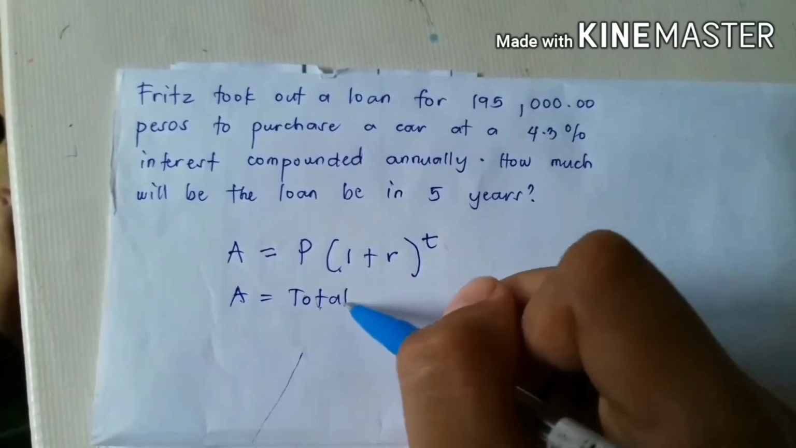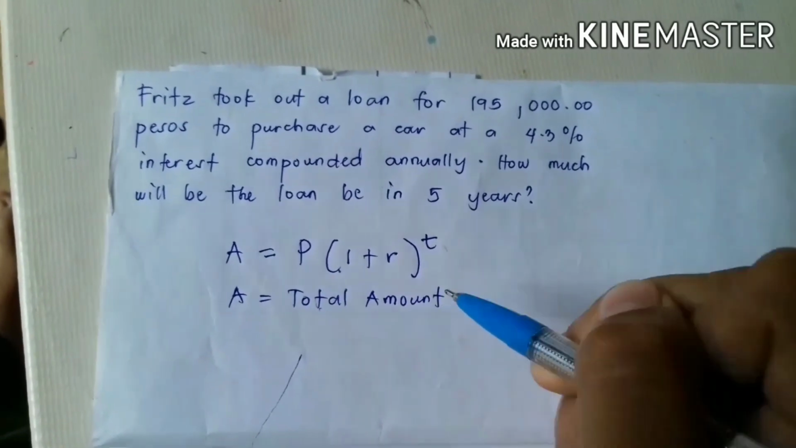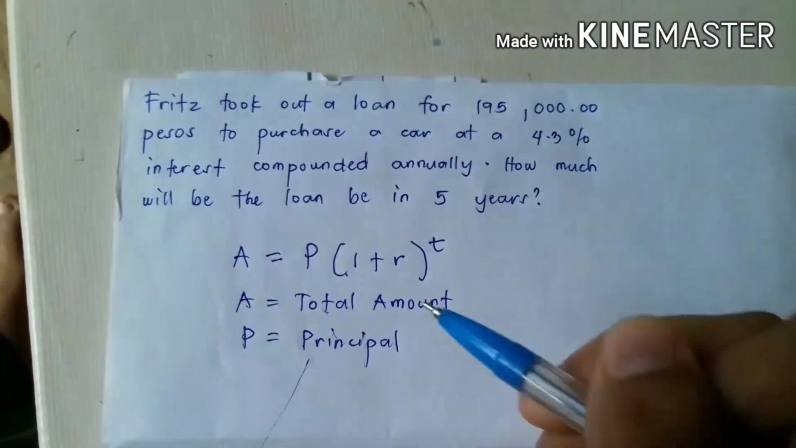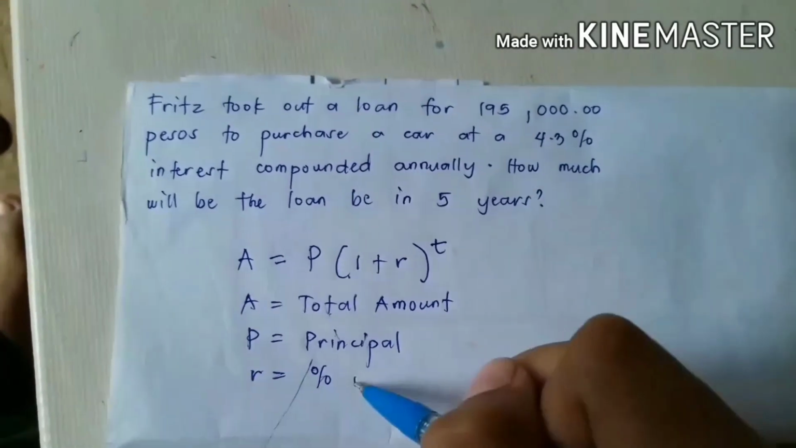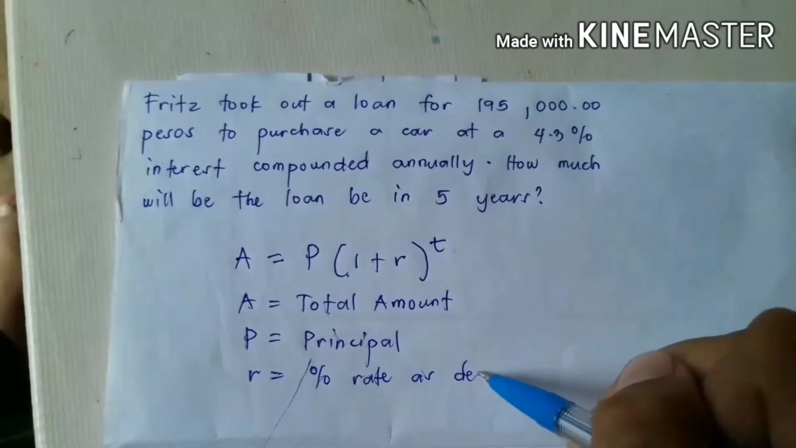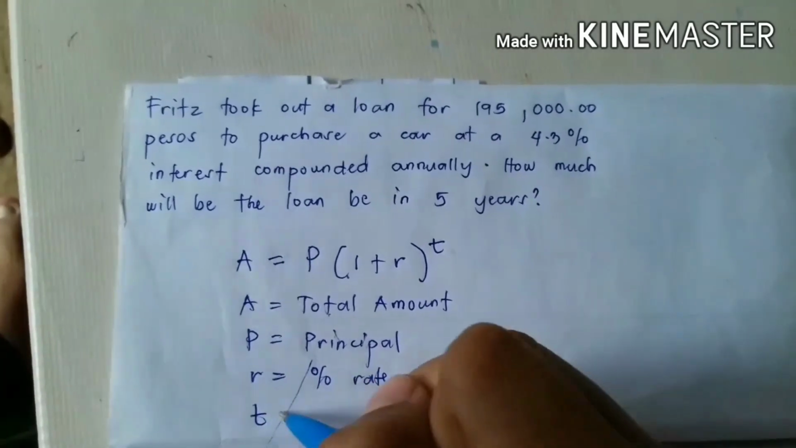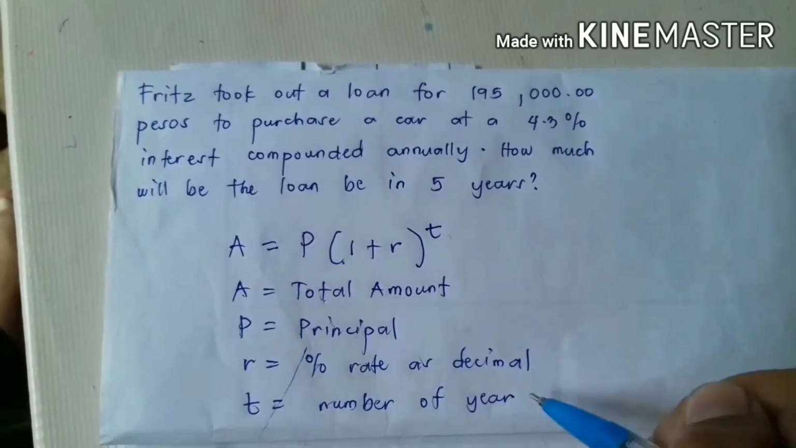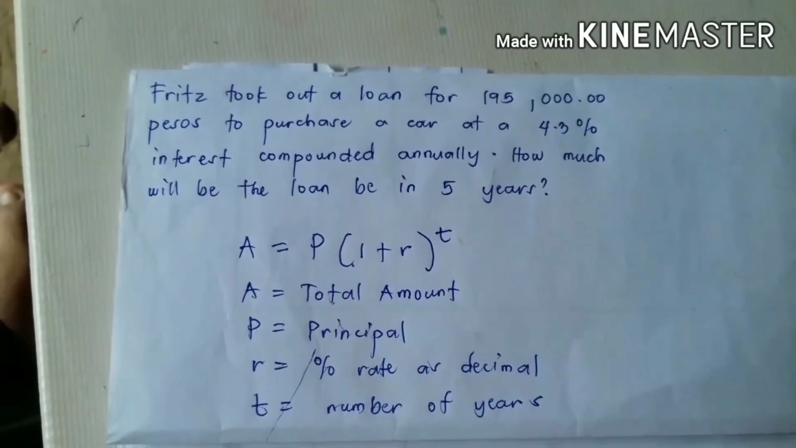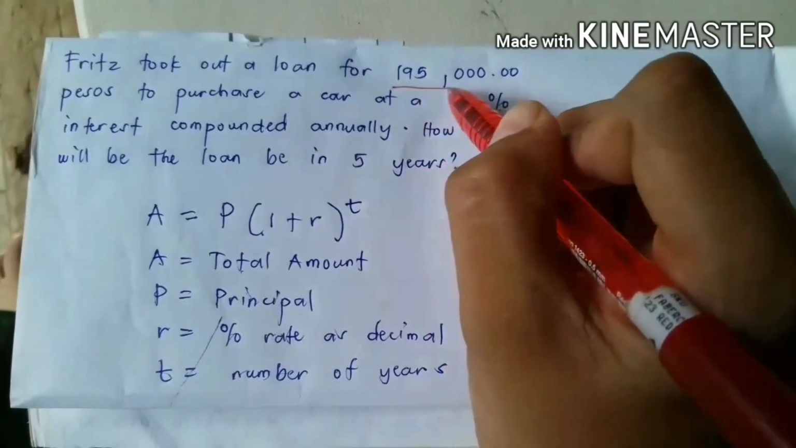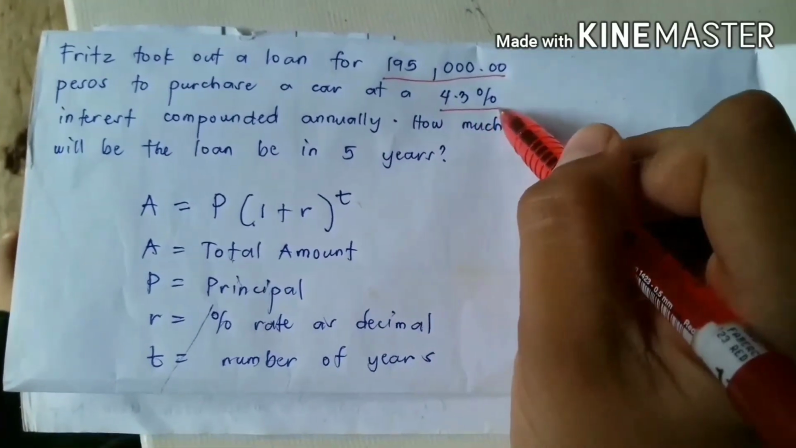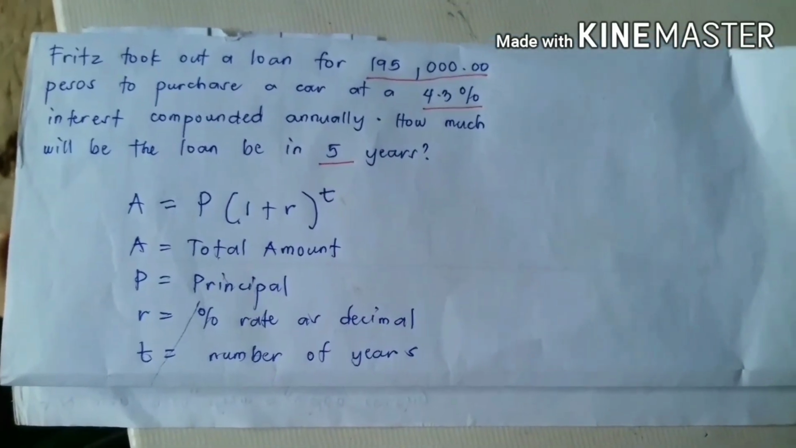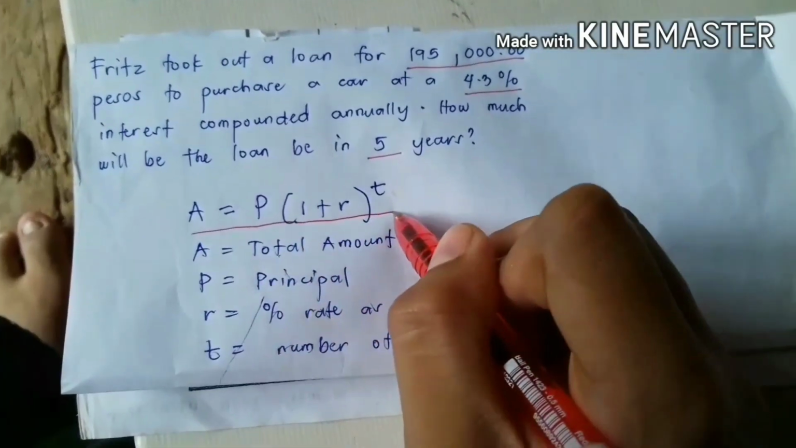is equal to total amount, P is equal to principal, R is equal to percent rate as decimal, T is equal to number of years. 195,000 pesos is the principal, 4.3% is the rate, 5 is the number of years. Remember, this is the formula.